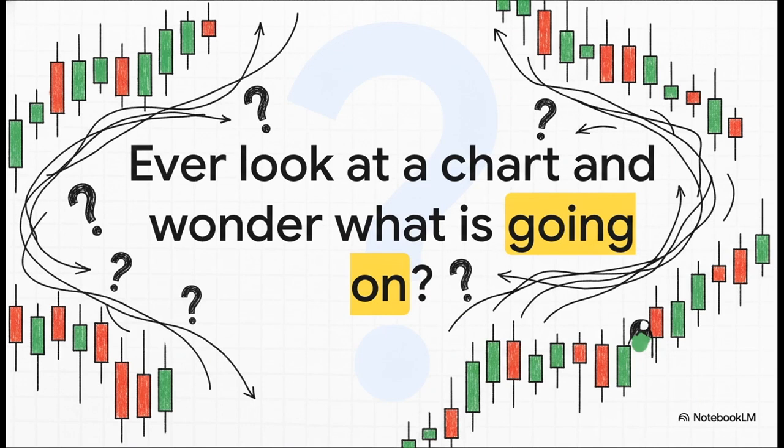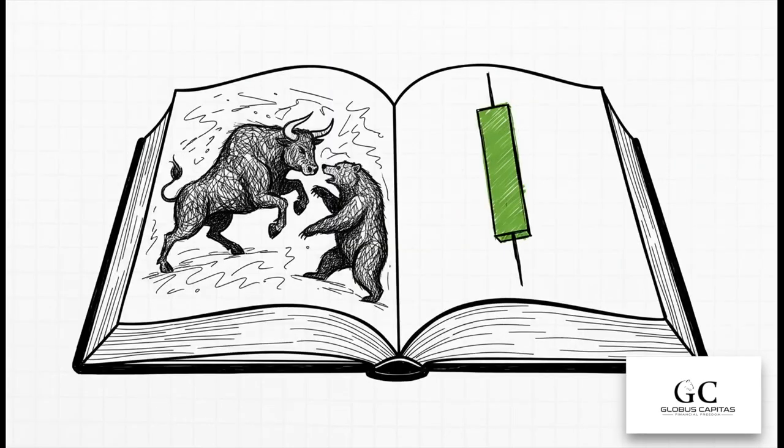So have you ever looked at a chart packed with all these little red and green bars and just felt completely lost? It can look like a totally random, complicated mess, but what if I told you it's not random at all? That's right. The best way to think about this is as a story. It's the story of a constant battle between buyers who are trying to push the price up and sellers who are trying to drag it down. And every single one of those little candles, that's a chapter in the story.